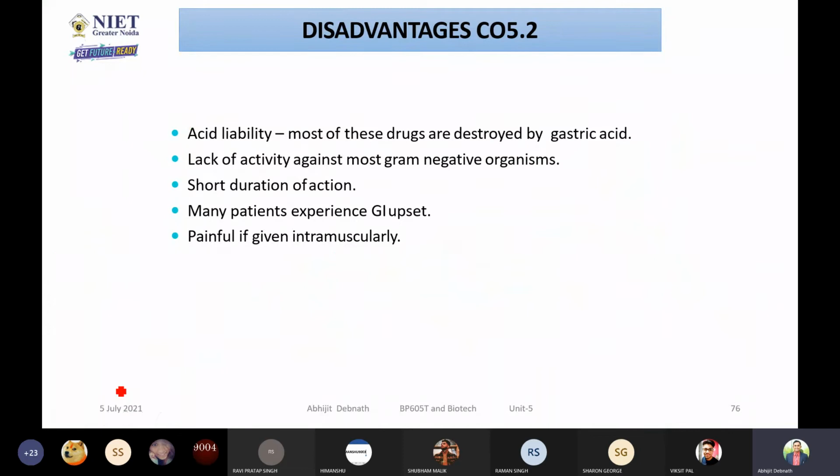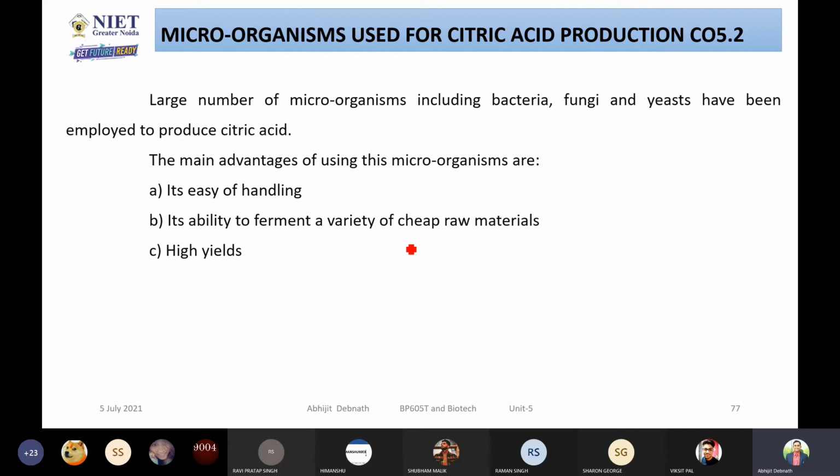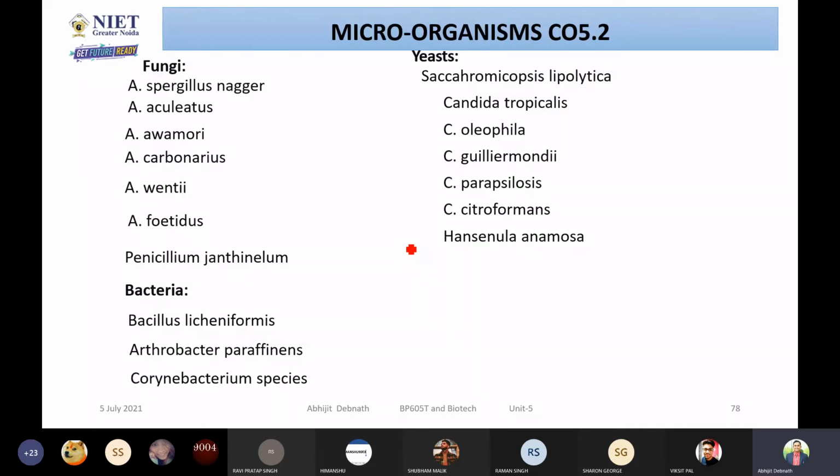Ok, so including some lack of activity against gram negative organisms, short duration of infection, and many patients experience GI upset, meaning gastrointestinal upset, and it is painful if given intramuscularly. That's why nowadays it is given orally. These are some disadvantages. Yeah, these are the various microorganisms which are actually used for the production of penicillin.